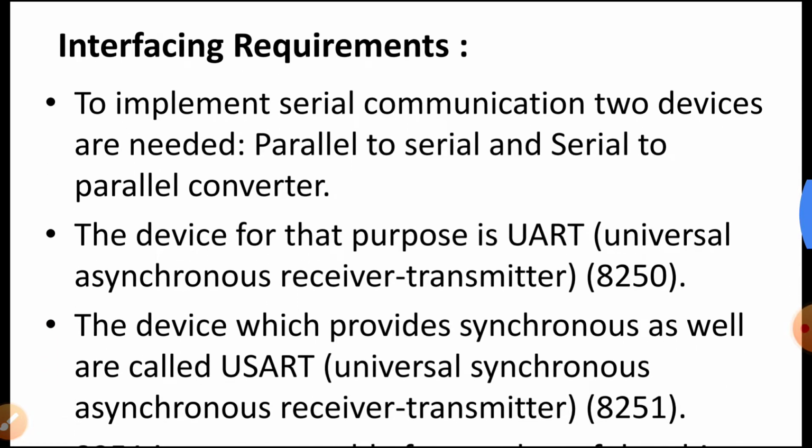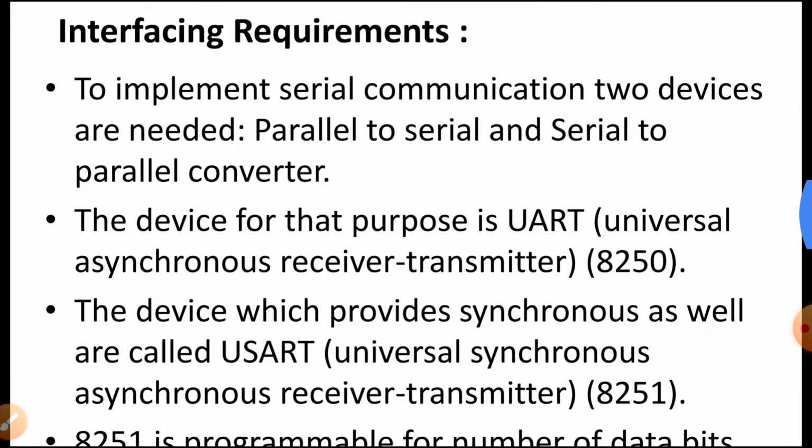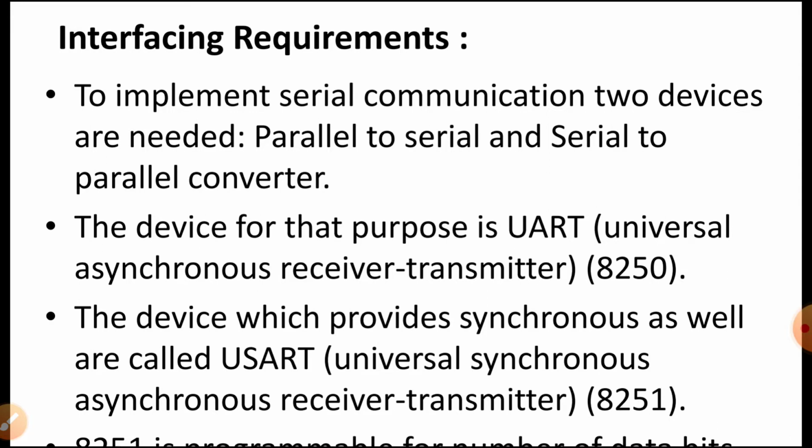Now, as far as interfacing is required, the microprocessor is sending the data in parallel and the receiver is receiving the data serially. So, there must be some interfacing devices required to convert the data from parallel mode to serial, as well as a device which converts serial to parallel. So, we require two kinds of devices, a parallel to serial and a serial to parallel converter.